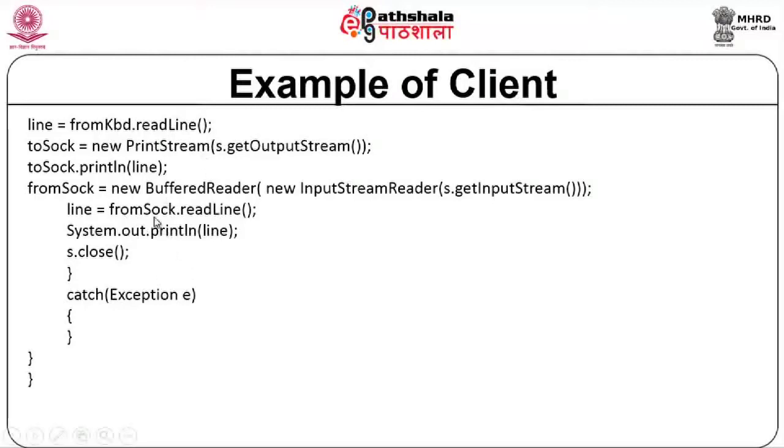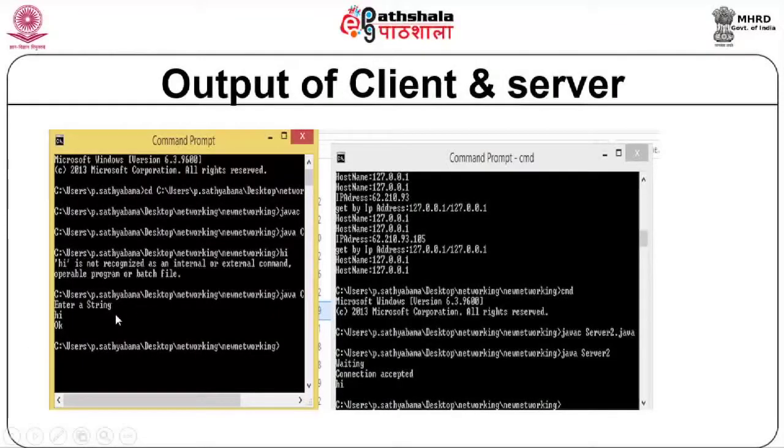So, we create a fromSocket object using a BufferedReader. We get the input stream of the socket, wrap it with a BufferedReader, use this fromSocket and the readLine method to read the data from the socket, and we print it on the screen. So, this is actually happening. We see the output here.